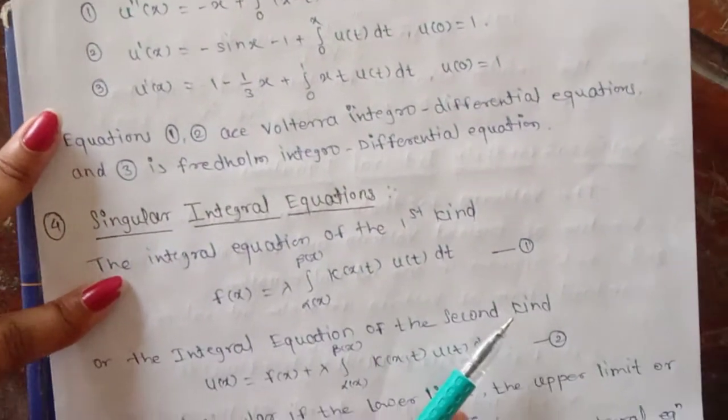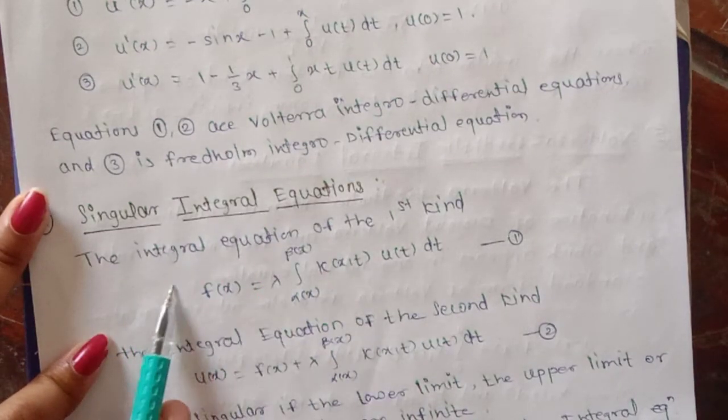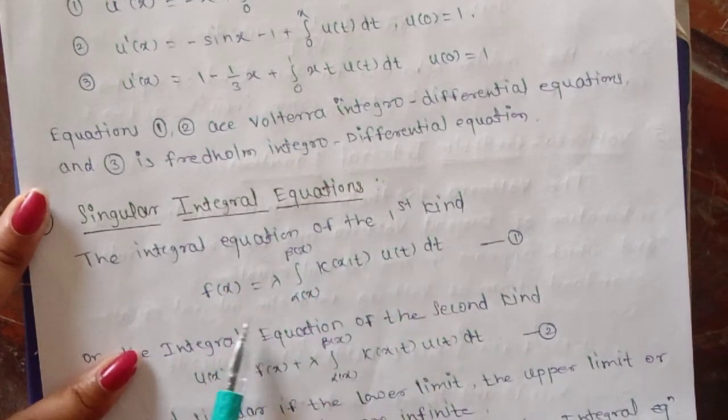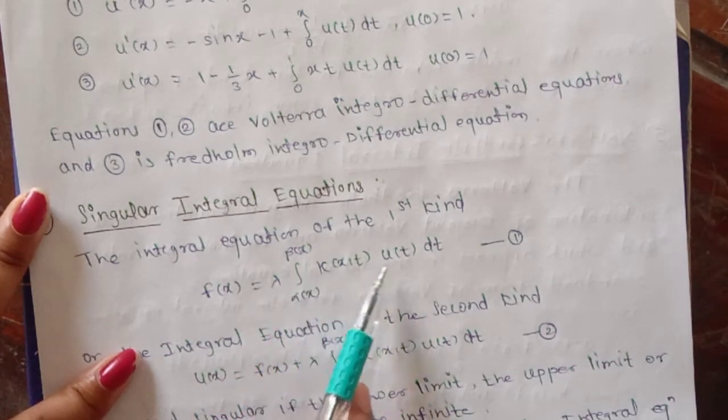Now the fourth type of integral equation is the singular integral equation. The integral equation of the first kind: f of x is equal to lambda times the integral from alpha of x to beta of x of k of x, t u of t dt.